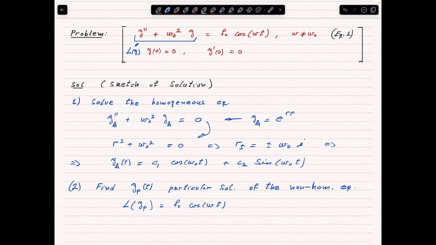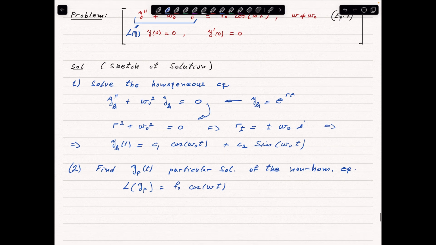Well, so L of y has the natural frequency inside. Alright, so given the right hand side, we guess what is a particular solution. We guess y particular of t, and here is an interesting thing. So we are going to guess k1 cosine of omega t. And we are going to find k1.